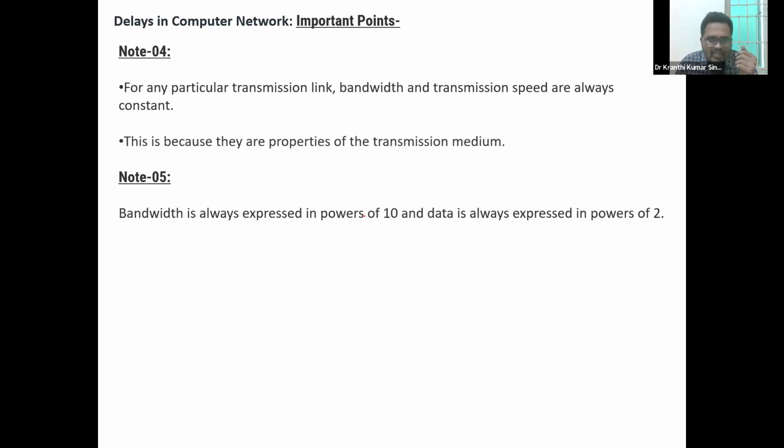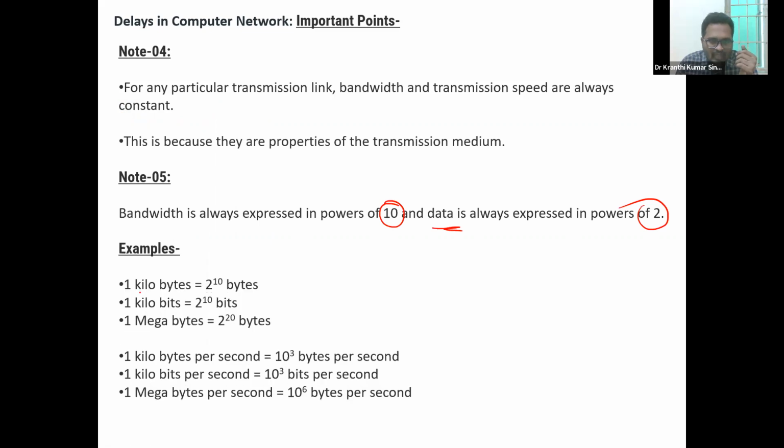Bandwidth is always expressed in powers of 10 and data is always expressed in powers of 2. As I explained, take a look. 1 kilobyte means 2 power 10, not 10 power 10. 1 kilobit is 2 power 10, but 1 kilobit per second, this is bandwidth, is 10 cube. 1 megabit per second is 10 power 6, whereas here megabits of data is 2 power 20. So please be cautious: binary data and transmission capacity are not the same.